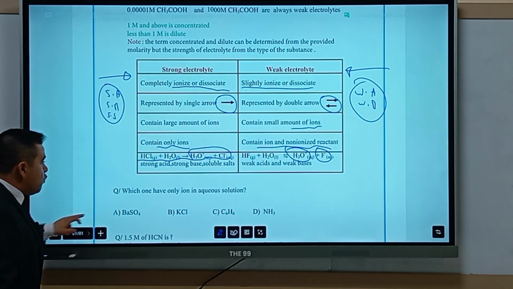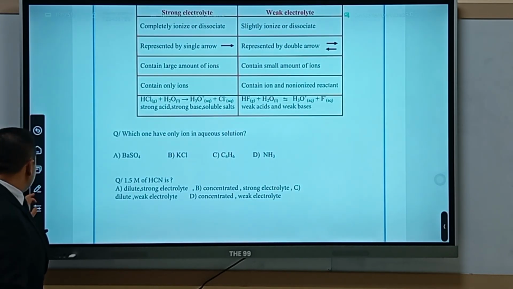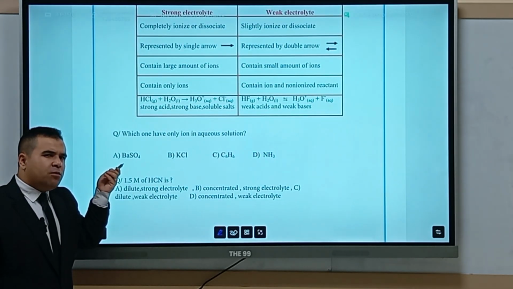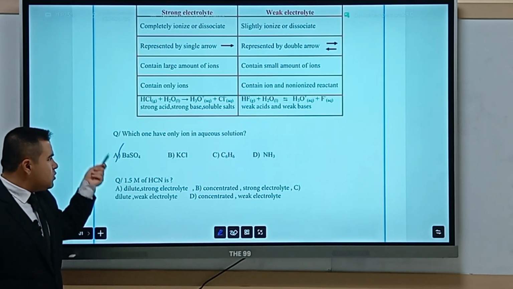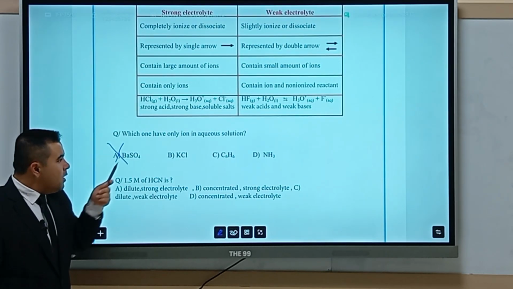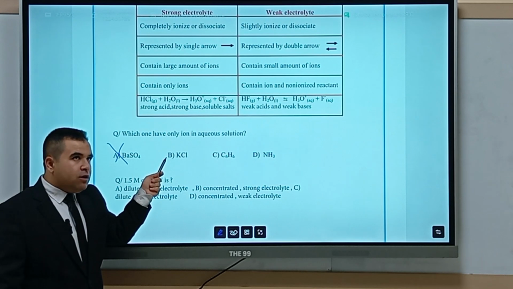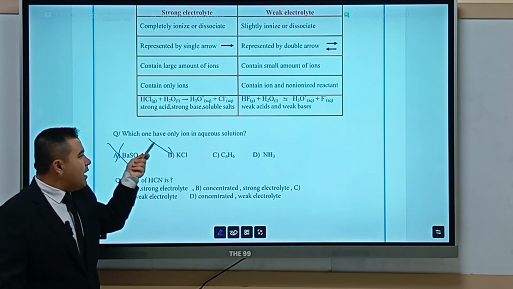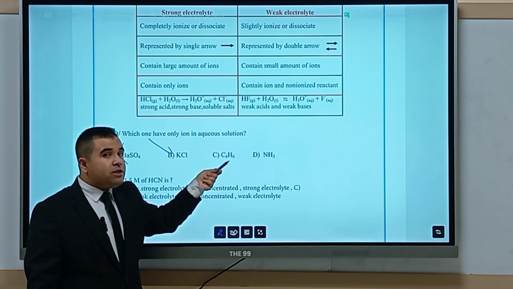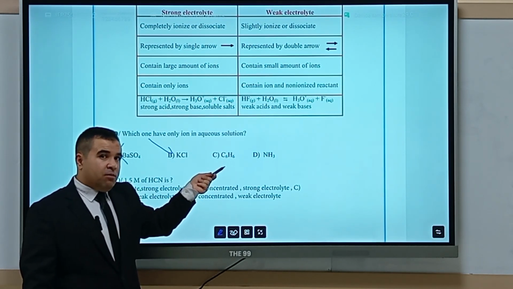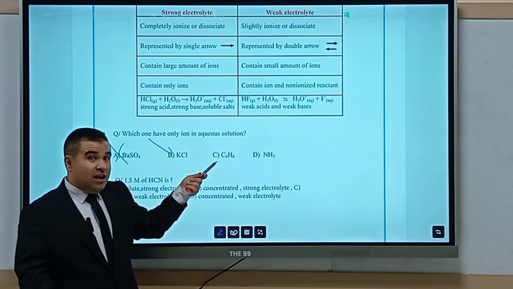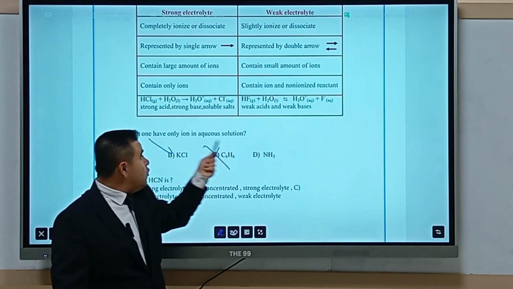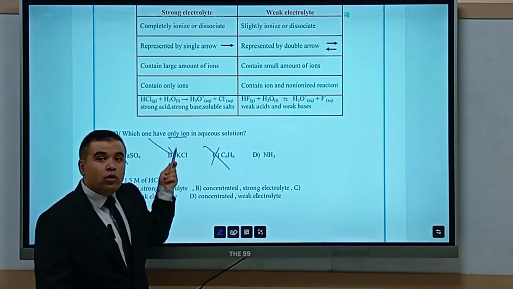Which one has only ions in aqueous solution? A question. Barium sulfate. This is an ionic compound but is insoluble, so it's incorrect. KCl is an ionic compound and also a soluble salt. Yes, it's correct. C6H6, this is benzene. We'll be talking about it. It's a hydrocarbon. It's non-polar, cannot dissolve. Ammonia? No, it said only ions.